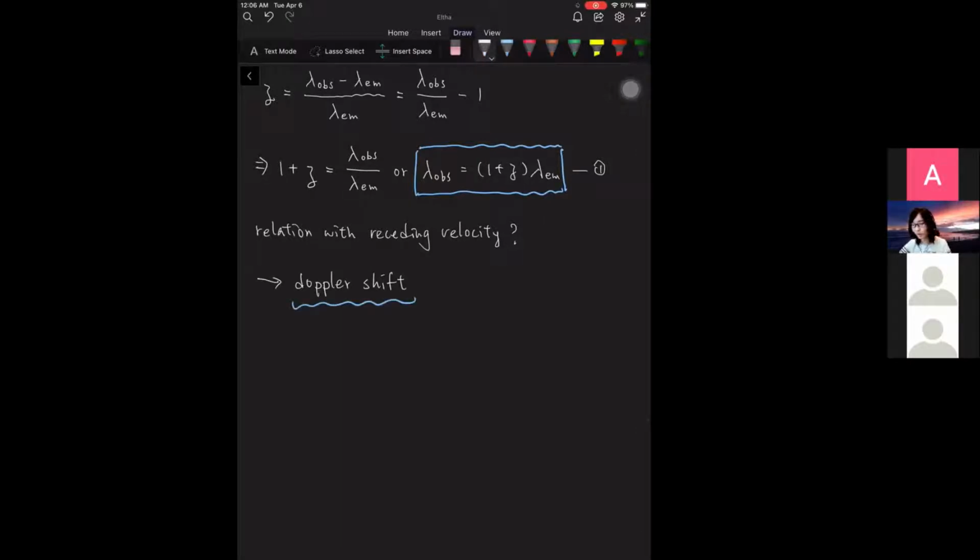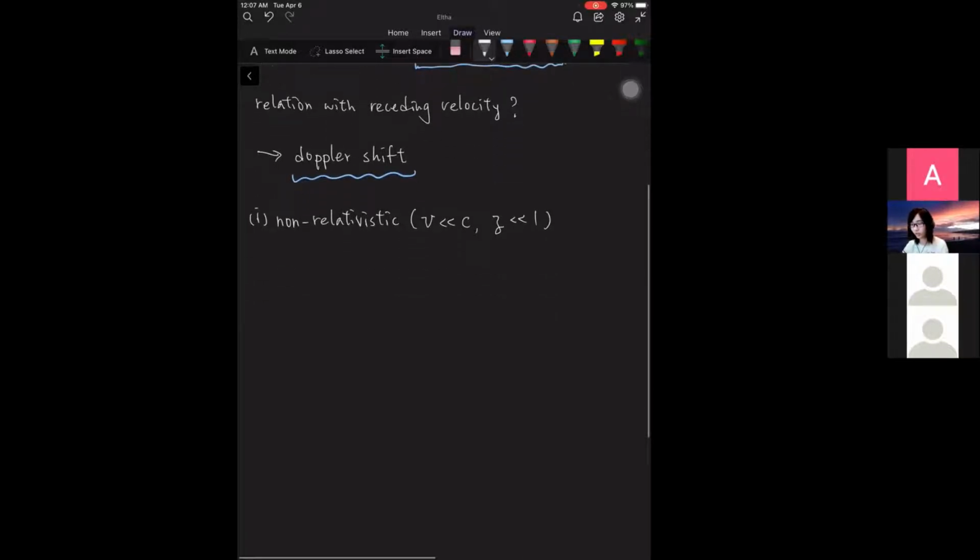Okay, Doppler shift. Let's start with the first, non-relativistic case. By non-relativistic, I mean the receding velocity of the object should be much less than the speed of light, and that means z is less than 1. Like these two are equivalent, and you'll see why later.